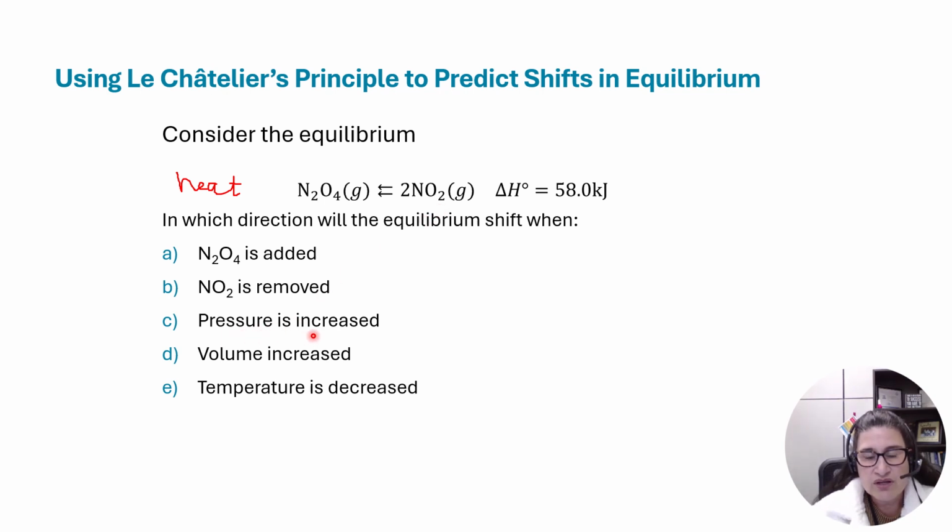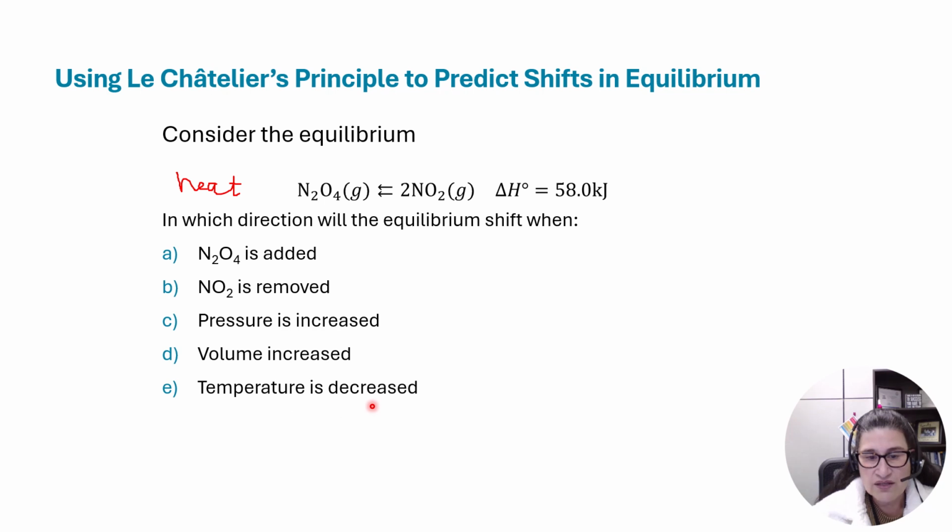The next one is the pressure is increased. So if the pressure is increased, we need to lower the pressure. This side of the reaction has 2 moles of gas. This side of the reaction has only 1 mole of gas. So if I want to reduce the pressure, I need to shift to the side with fewer moles of gas, which is going to be shifting left. And if the volume is increased, that means the pressure is decreased. So if the pressure is decreased, the reaction says, no, I want the pressure to go back up. So in order to make the pressure go back up, I have to shift to the side with more moles of gas, which would be shifting to the right.